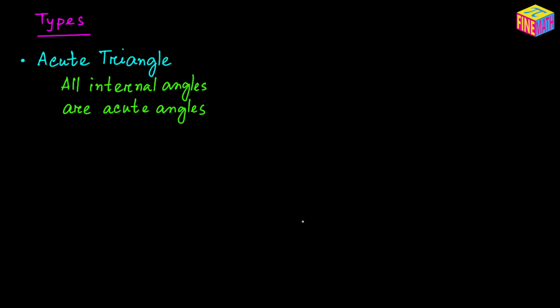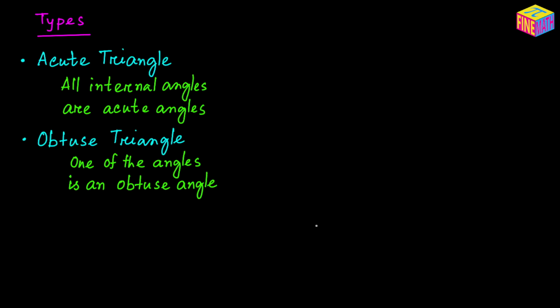When all of the internal angles of a triangle are acute angles, we call that triangle an acute triangle, or sometimes it may be called an acute angled triangle. Generally we call it an acute triangle. The next type of triangle is called an obtuse triangle, when one of the angles is an obtuse angle.